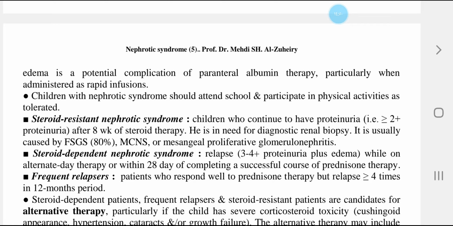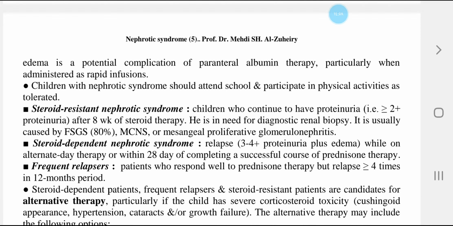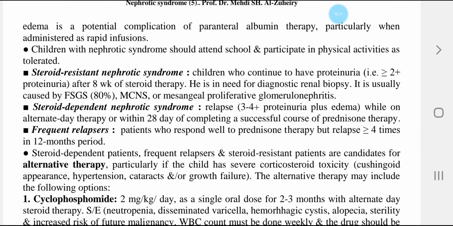Children with nephrotic syndrome should attend school and participate in physical activities as tolerated. Now we have to define what we call steroid-resistant nephrotic syndrome. It is those children who continue to have proteinuria of 2 plus or more after 8 weeks of steroid therapy. The child is in need of a diagnostic renal biopsy. It is usually caused by focal segmental glomerulosclerosis, about 80%, minimal change nephrotic syndrome, or mesangial proliferative glomerulonephritis.